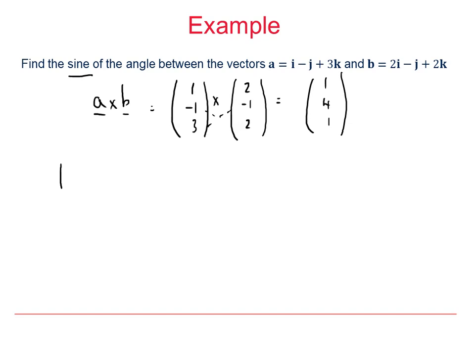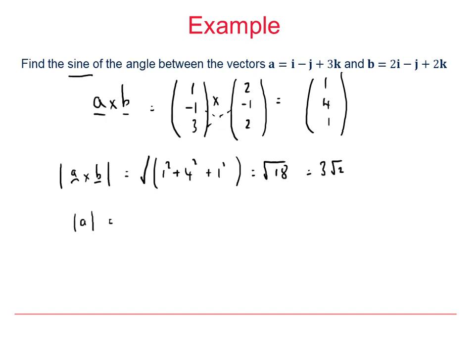Therefore, the modulus of A cross B will be equal to, using Pythagoras' theorem, the square root of 1 squared plus 4 squared plus 1 squared. So that gives us square root of 18, which is equal to 3 root 2. Similarly, we can see that mod A is equal to root 11, so that's 1 squared plus 1 squared plus 3 squared, the square root of 11. And the modulus of B will be equal to the square root of 2 squared plus 1 squared plus 2 squared, which is square root of 9, which is equal to 3.